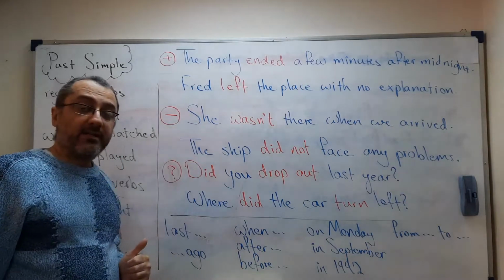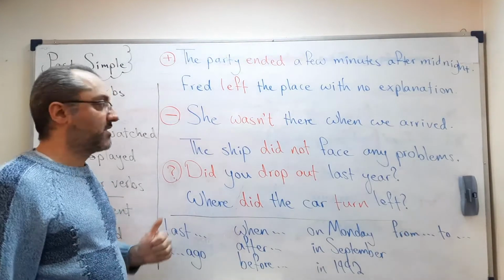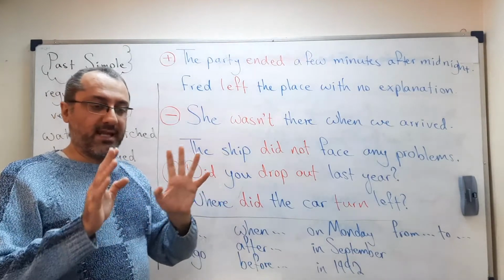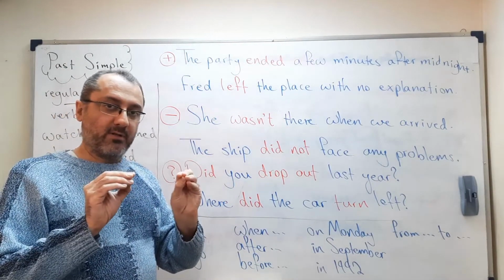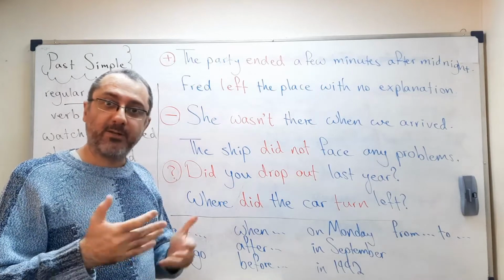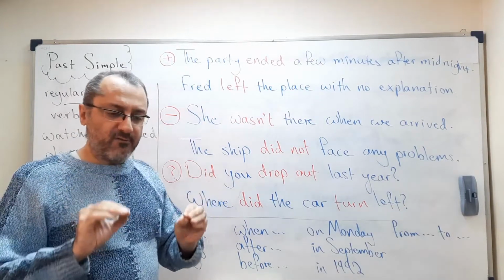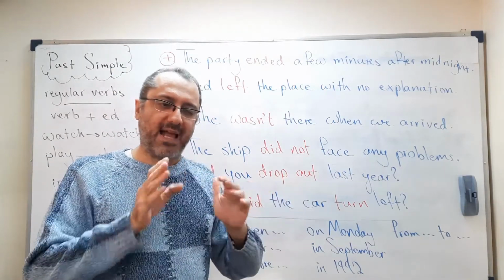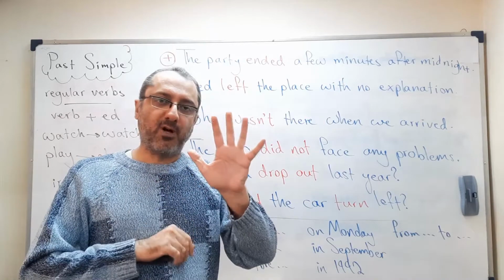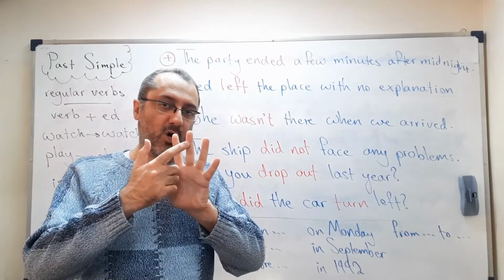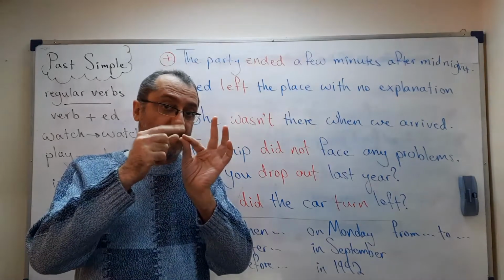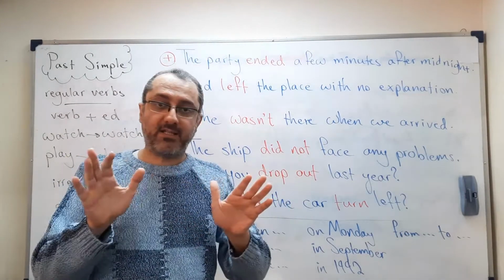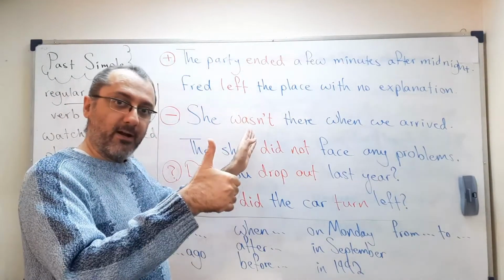How to make negative sentences in the past simple. Okay, if you have a to be verb, was and were. Was and were are the two verbs, members of the to be family that are used to refer to the past. And of course in the case of the present simple, am, is, are. Whenever you have these 5 verbs in a sentence, am, is, are, and was and were, which are what we are dealing with today, you just add not after them. That's it. She was there when we arrived.